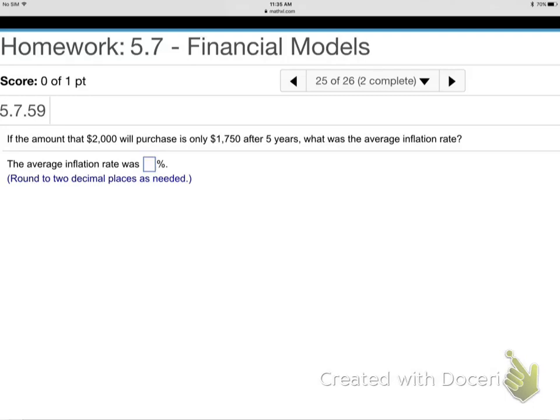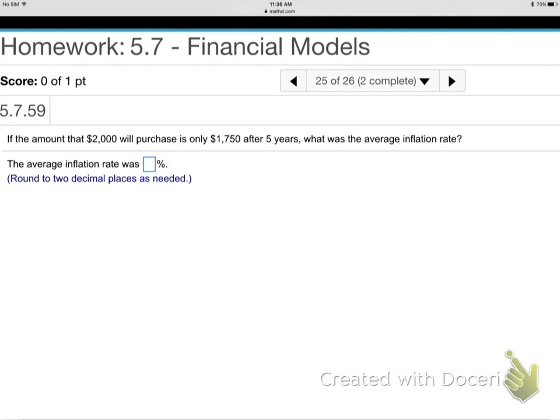Okay, if the amount that 2,000 will purchase is only $1,750 after 5 years, what was the average inflation rate?